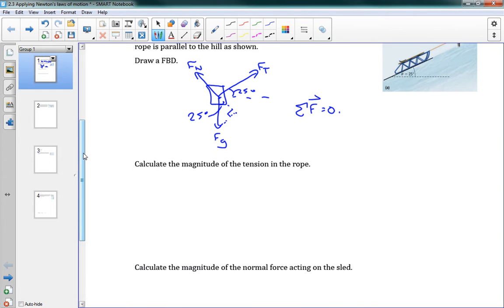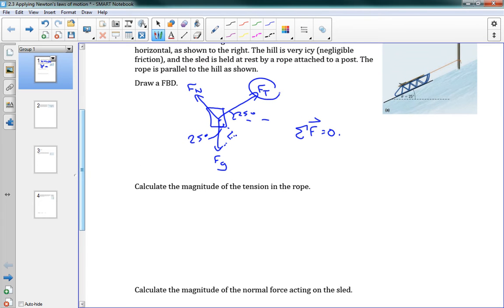Now it says calculate the magnitude of the tension in the rope. Well, we want to get the tension. And notice that everything has to balance out to 0. And so this tension is acting in this direction. The only other thing acting in that direction is this component of gravity. And do you see how I've tilted my axes here? So what I'm saying now is that this is my x direction, and this is my y direction. The direction of tension is x, and the direction of the normal force is y, and it's all tilted. That's going to make my problem a lot easier to solve.